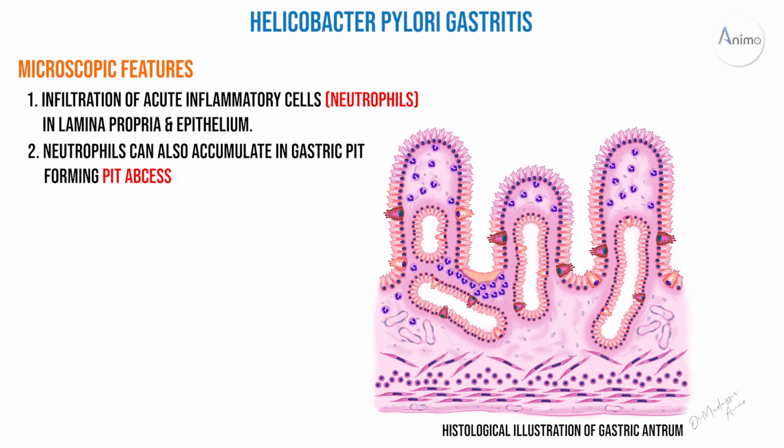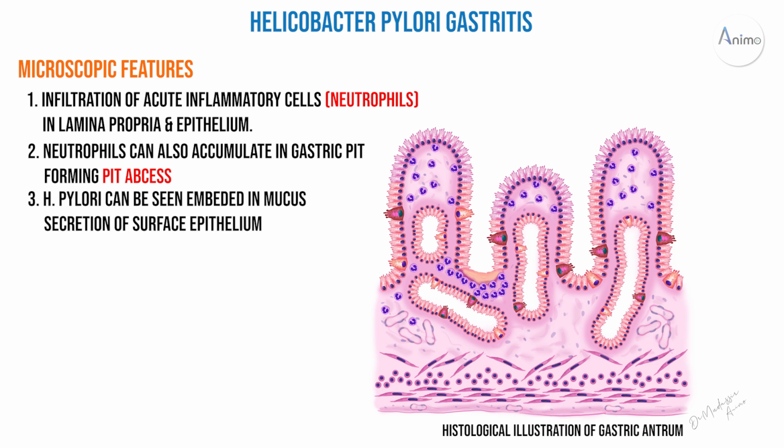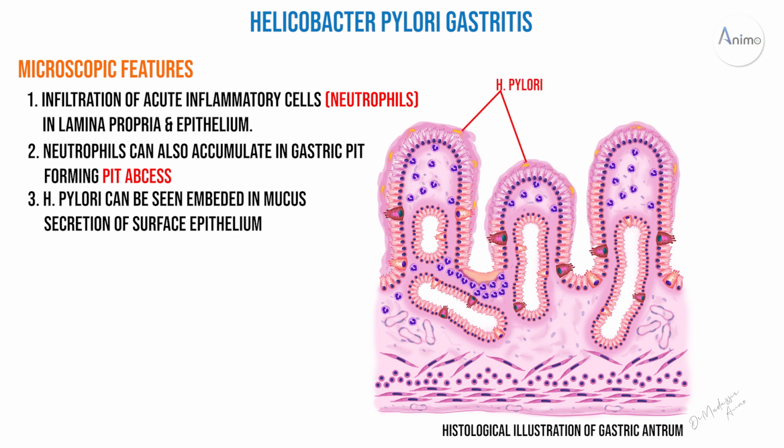And this acute inflammatory reaction forms because H. pylori has a significant impact on the gastric antrum of the stomach. This is visualized in the mucous membrane of the epithelium. So this is the comma-shaped H. pylori stuck in the mucus of the epithelium.